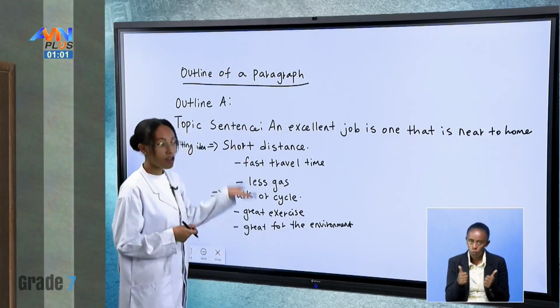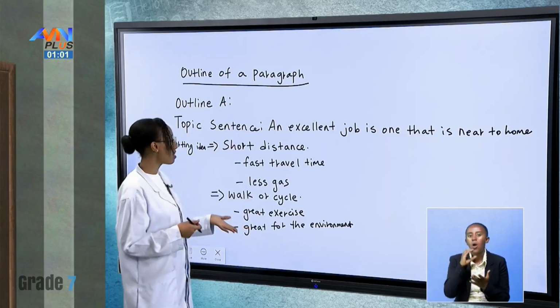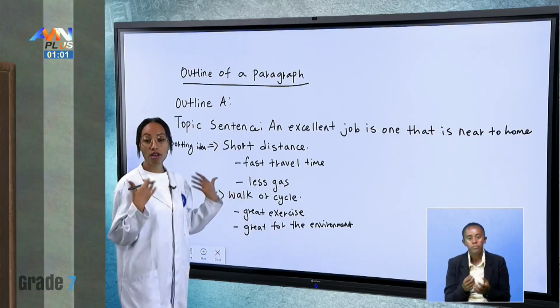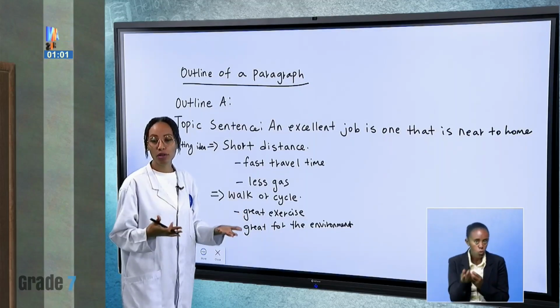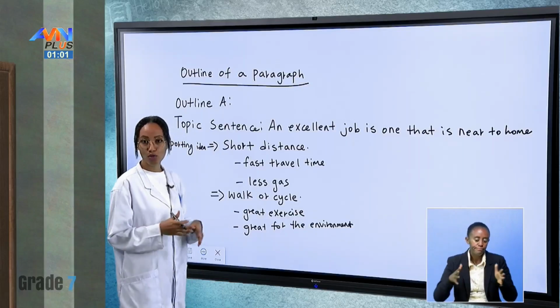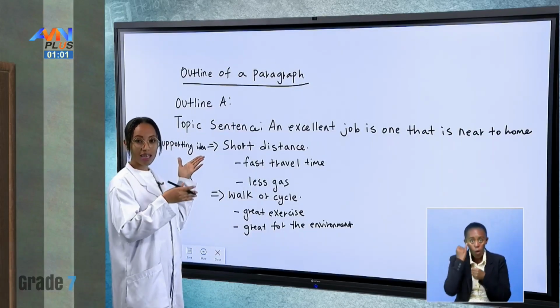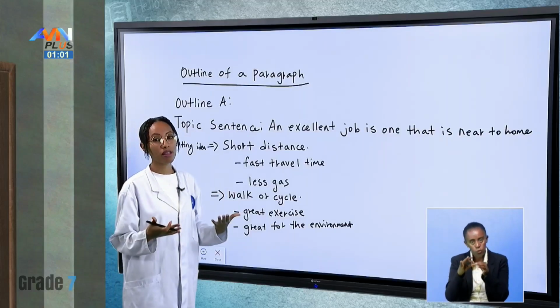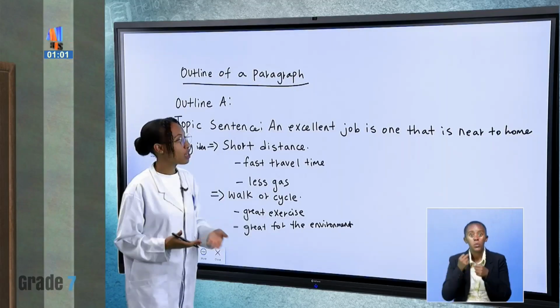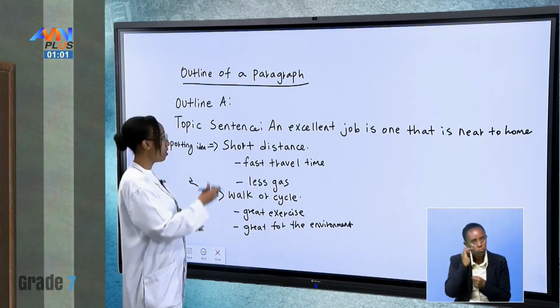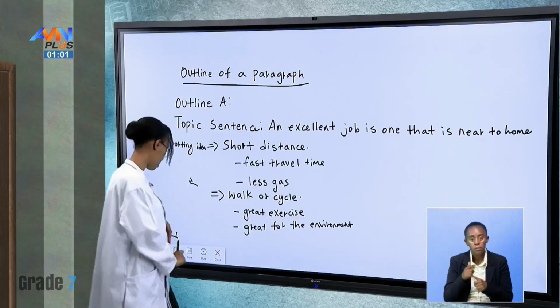So these are outlines. These are supporting outlines. And further on in the future, you will develop them into supporting sentences. These are supporting ideas. Later on, you have to make the supporting sentences to support the main idea, which is the topic sentence.